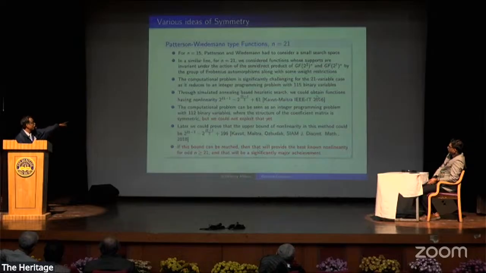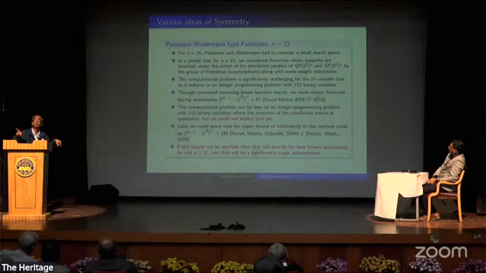In 21 variables we got something more than 61 by a different method. We got a result which is suboptimal in a different method, but that got published because we could use the basic idea of Patterson-Wiedemann, not the idea of Bent concatenation. And then in the ACM Journal of Discrete Math paper, we could show that this 61 can be 196, which is more than 160. So if we can get that function, then we could get the best functions after 21. So we could break the bound, not starting from 15, but from 21 onwards.